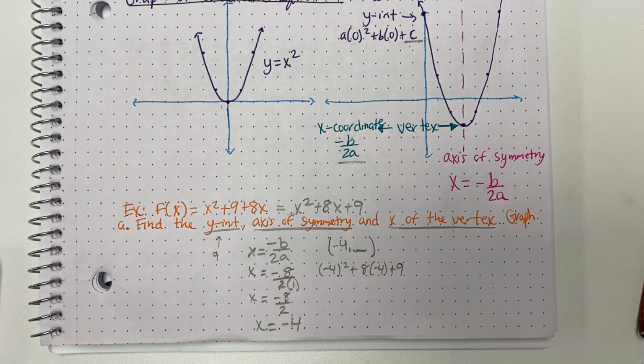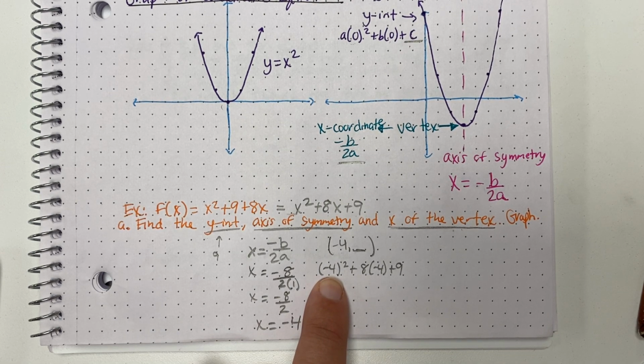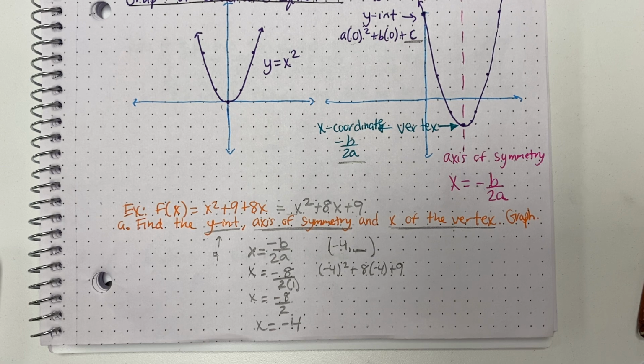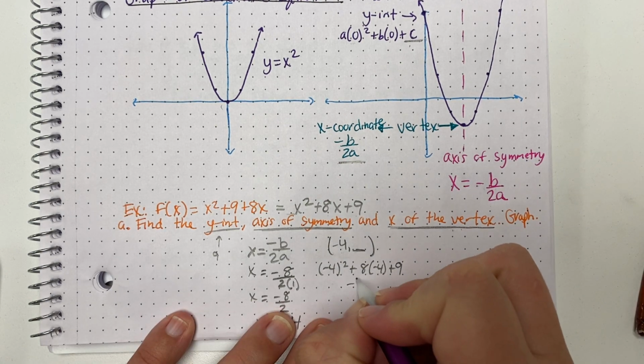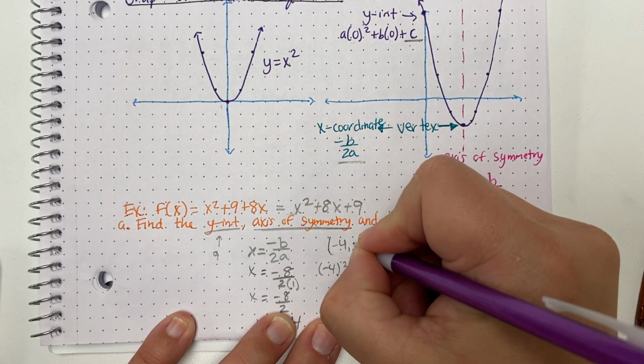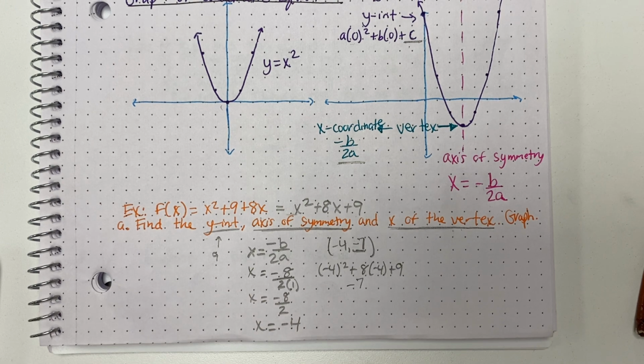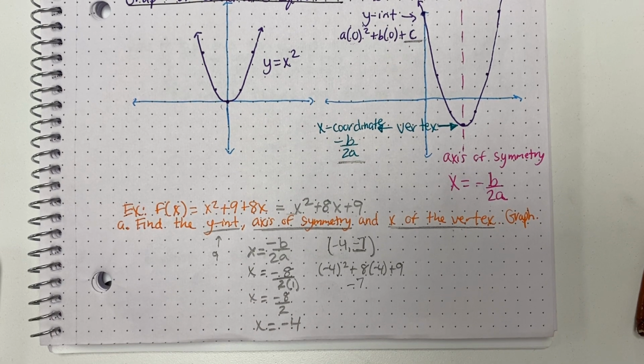Let me pull out my calculator because I don't have that. Make sure that this negative goes in parentheses when you plug it into your calculator, because that will change your answer. I got an answer of negative 7. So our point here is negative 4, negative 7.